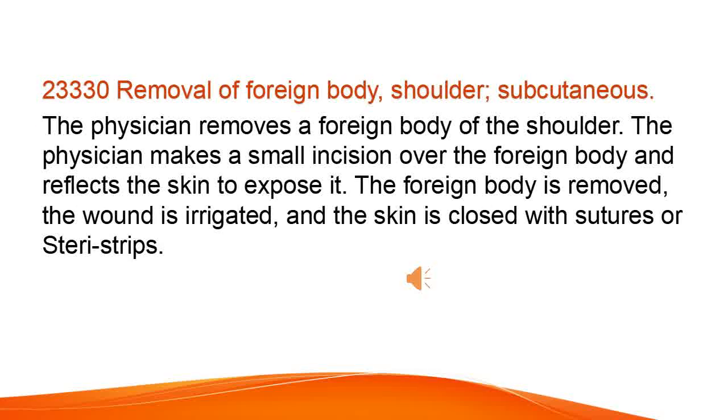Removal of foreign body, shoulder, subcutaneous. The physician removes a foreign body of the shoulder. The physician makes a small incision over the foreign body and reflects the skin to expose it. The foreign body is removed, the wound is irrigated, and the skin is closed with sutures or Steri-Strips.